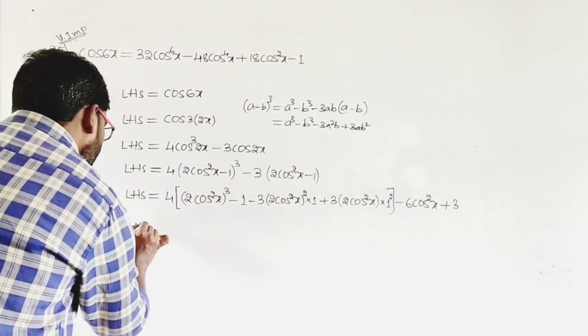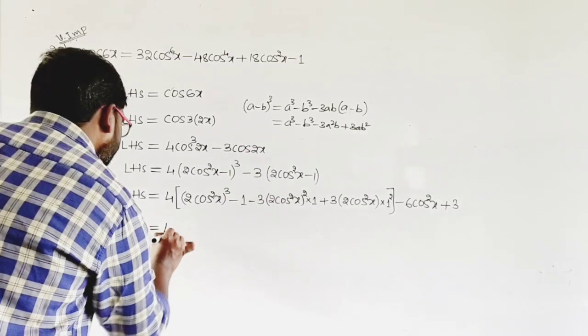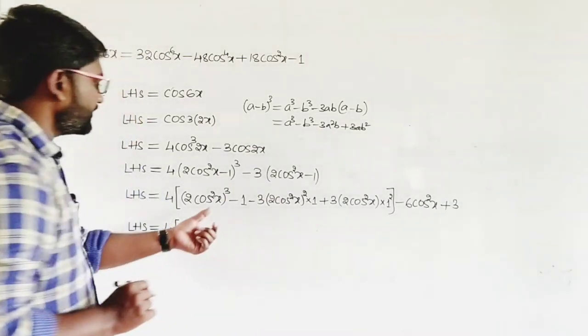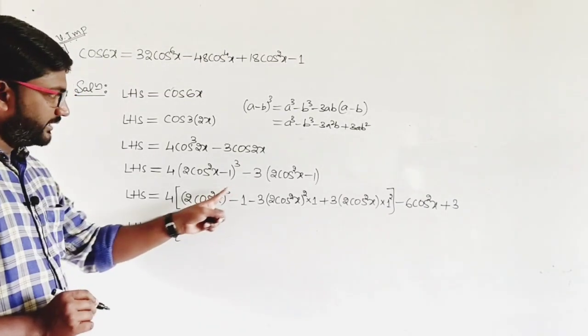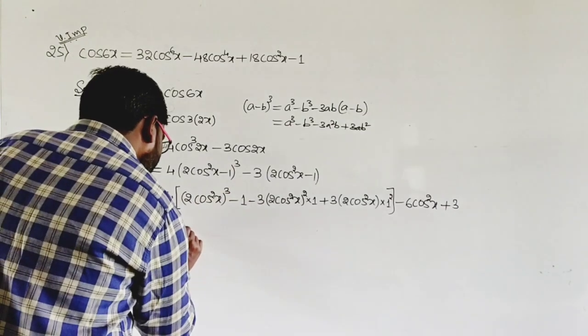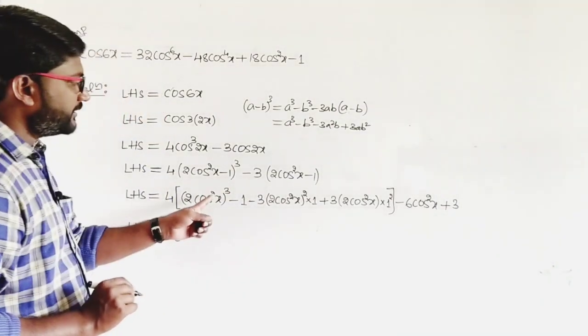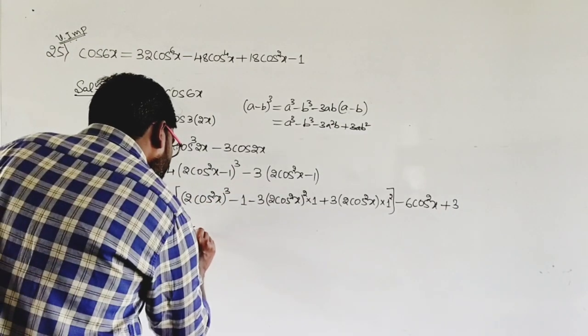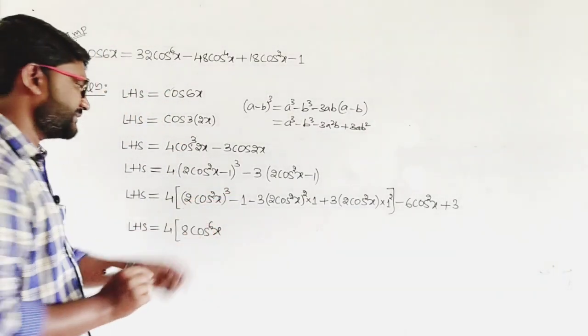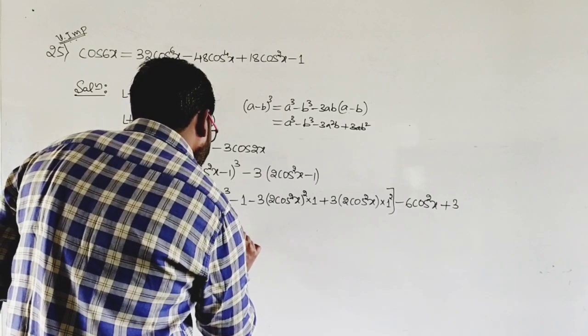LHS is equal to 4, I will be writing it outside. So in this square bracket, 2 cos square x the whole cube. Here the cube applies to the first term as well as to the second term. 2 cube will give us 8. Then these two will be multiplied, we get cos to the power 6x. 2 into 3 is 6. Then minus 1 as it is.